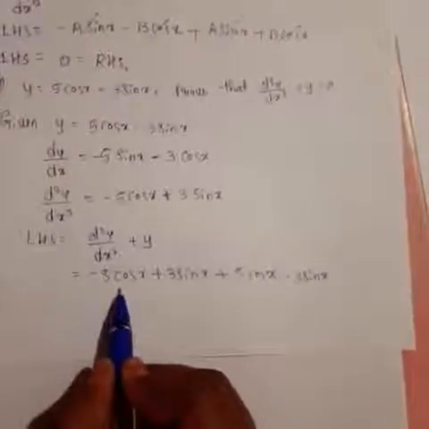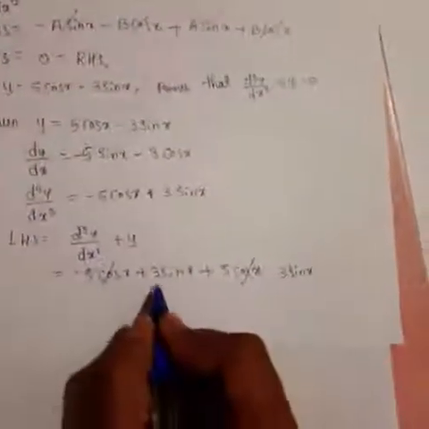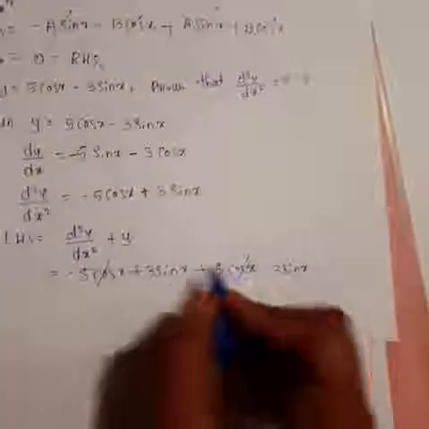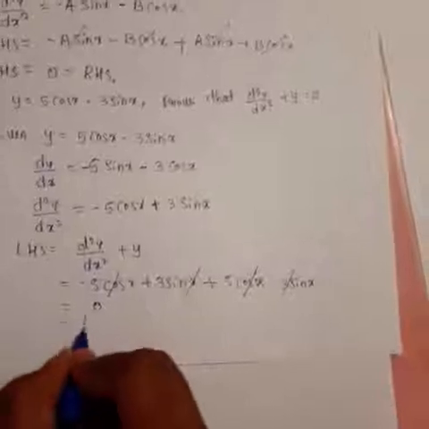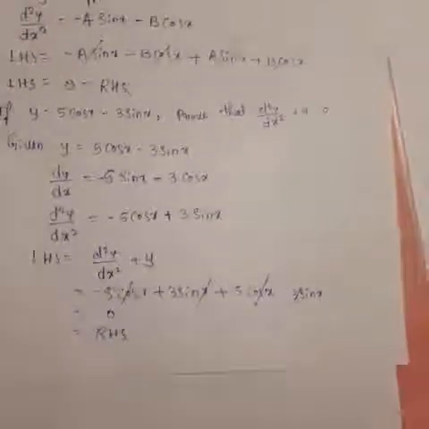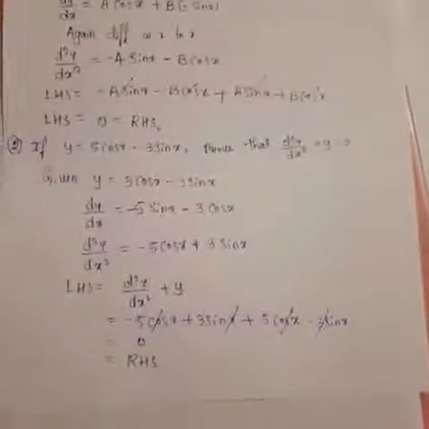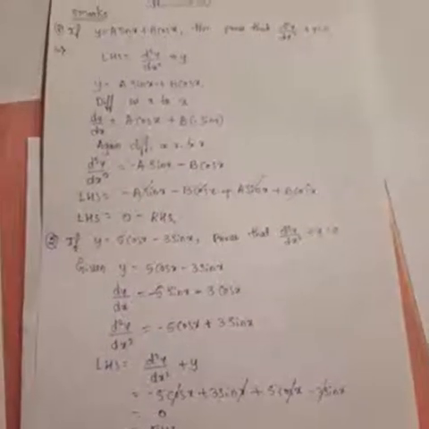Observe here, minus 5 cos x is there, plus 5 cos x is there. They get cancelled. Plus 3 sin x is there, minus 3 sin x is there. They get cancelled. What remains here? 0. It means this is the RHS part. Hence proved. This is for 5 marks. These two questions are very important for your 5 marks on the concept of differentiability.